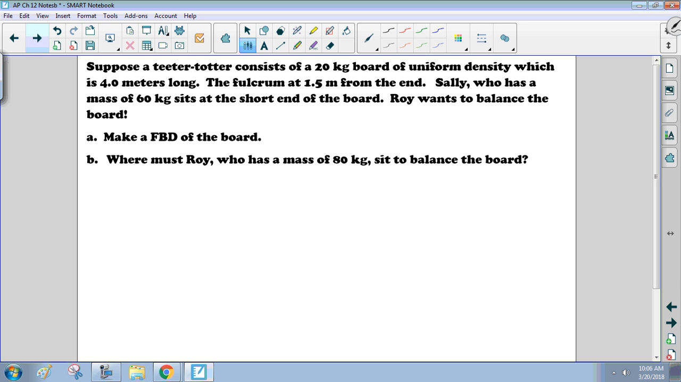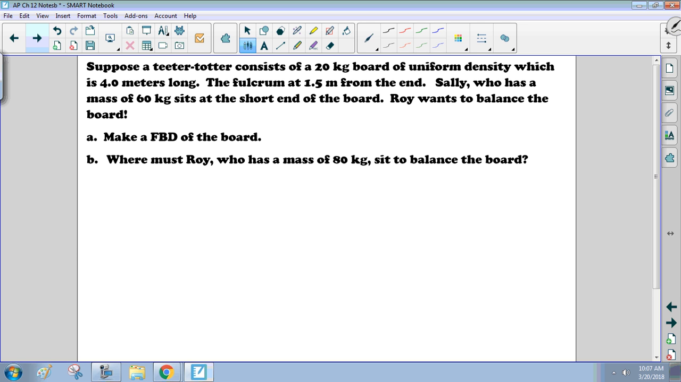But I want to point out a super, super important thing, all right? And then we're going to look at some more complicated examples. So here we go. This is the classic first torque problem that most physics teachers would begin with. I upped the difficulty level a little bit here by giving the board some mass and putting the fulcrum not at the center. All right, so let's draw this.